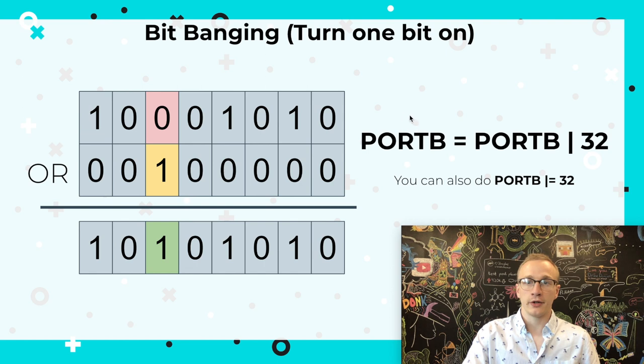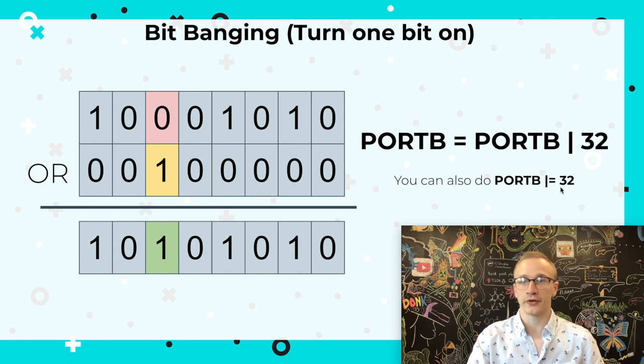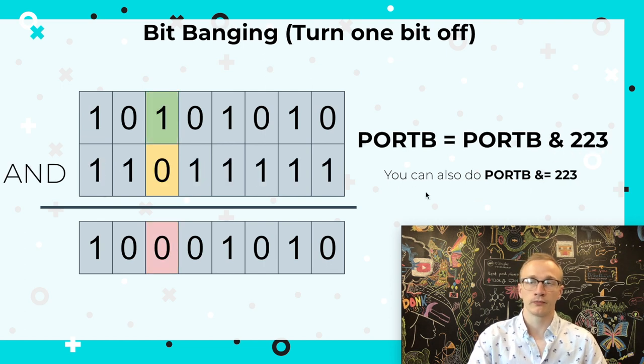And now one way that you could write this is by taking this binary number here, converting it into decimal, and executing it in your code. But there's a better way to do this that I'll show you in a bit. But right now you could say port B equals port B, or with the vertical bar here, 32. And the more appropriate way to write this is port B OR equals 32. This is the same notation as doing something like i plus equals 1. You can do that with bitwise operations as well.